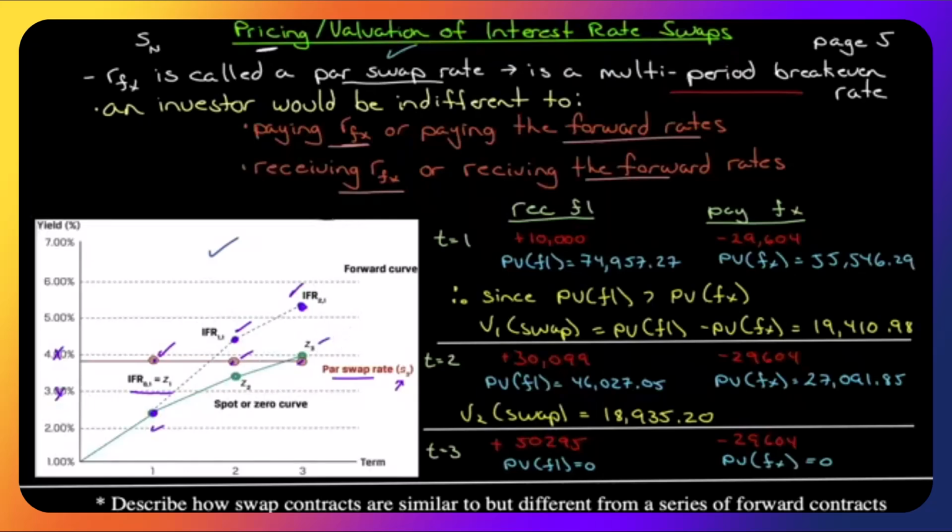So let's just use the numbers that I've been using so far, and we'll continue our example. And let's do a received fixed pay floating swap as we have already set up. And let's move to T1. Let's get our floating rate.